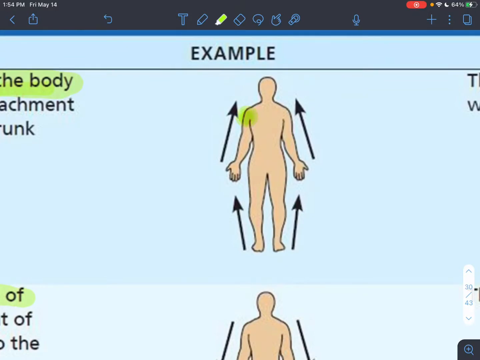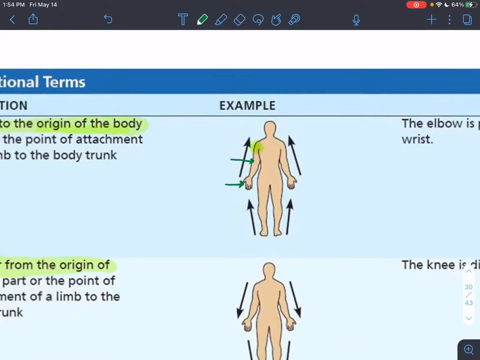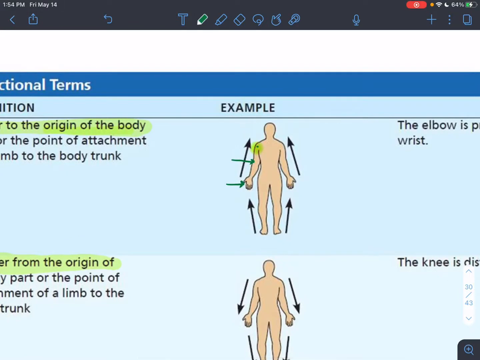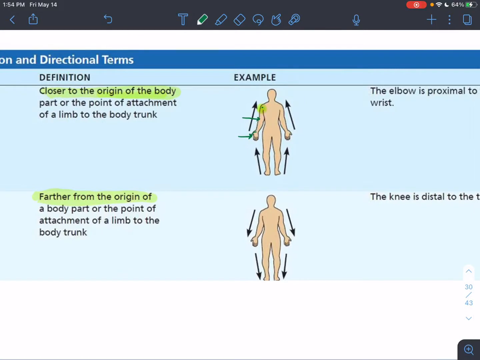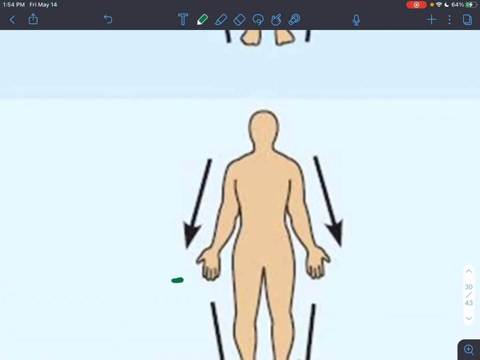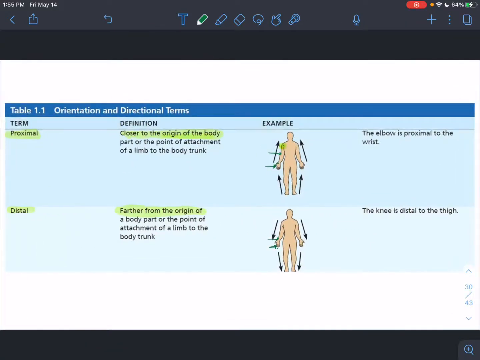So your elbow is proximal to your wrist, right? Because your elbow is closer to that point of origin than your wrist is. Distal is the opposite, further from the point of origin. So your fingers are distal to your wrist, right? Distal means further away. Closer you get to the point of origin means proximal. Okay? That one I think is the trickiest one for people to remember.